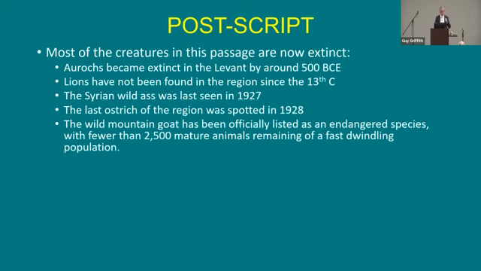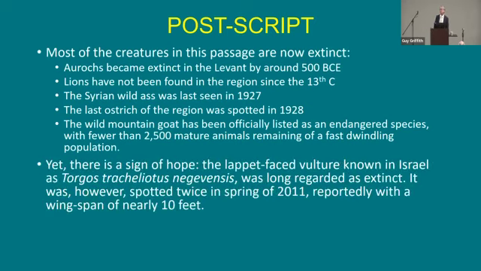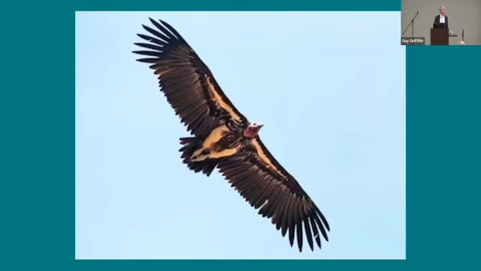But the last creature, a sign of hope. The leopard-faced vulture, known in Israel as Torgos tracheliotos negevensis, was regarded as extinct. But in March of 2011, it was spotted twice, with a wingspan of 10 feet. It's a sign of hope, and we have a picture of it to prove it. That's the leopard-faced vulture, now found in Israel, the only one that's been found, and found twice. Despite all that we've done to destroy the world, there's nevertheless a sign of hope in the vulture of all things.